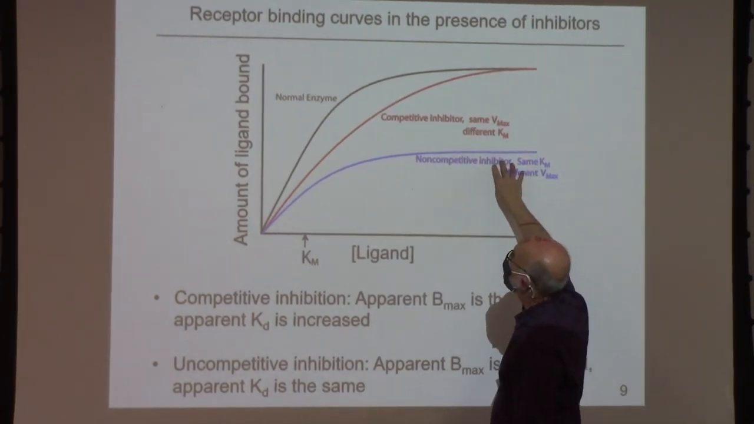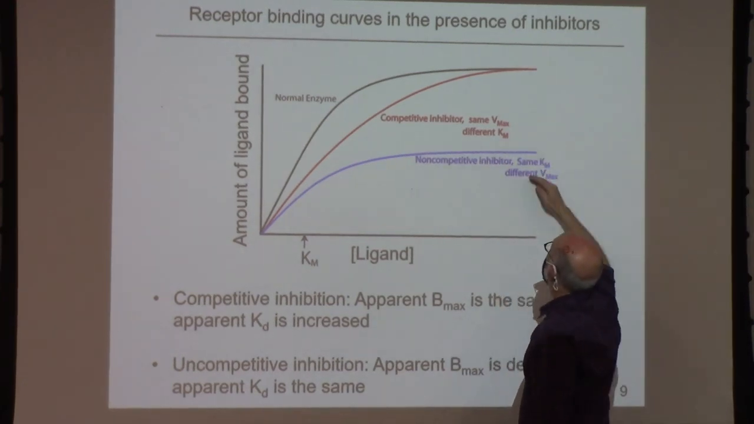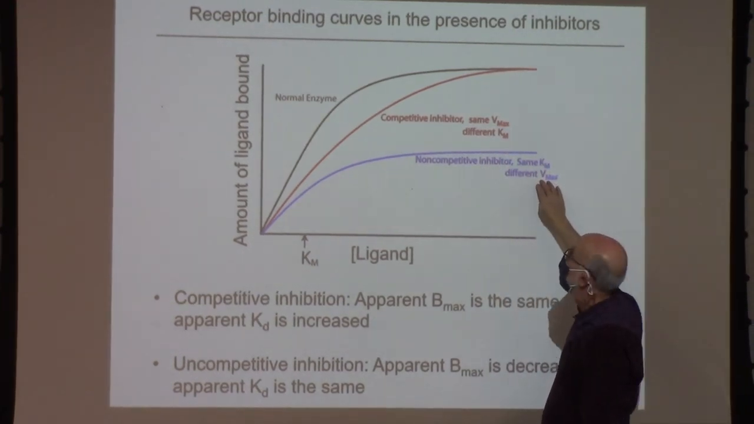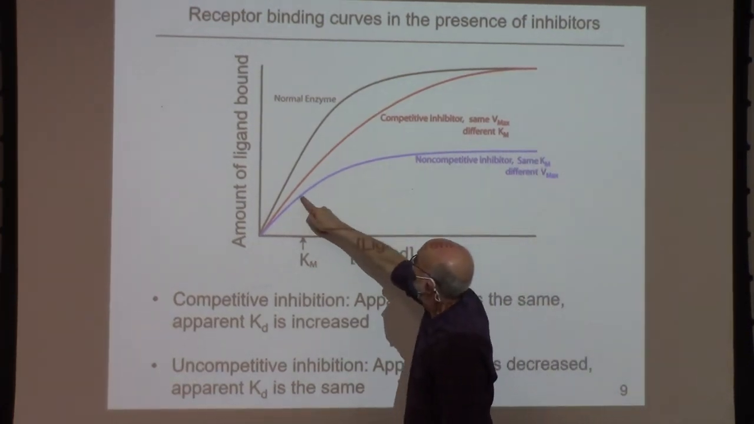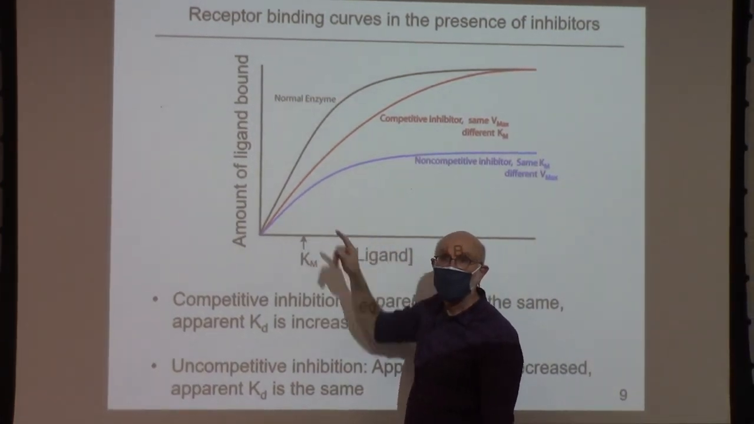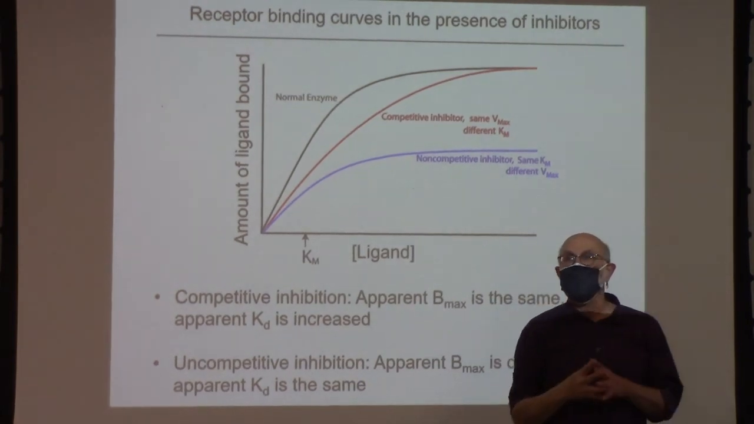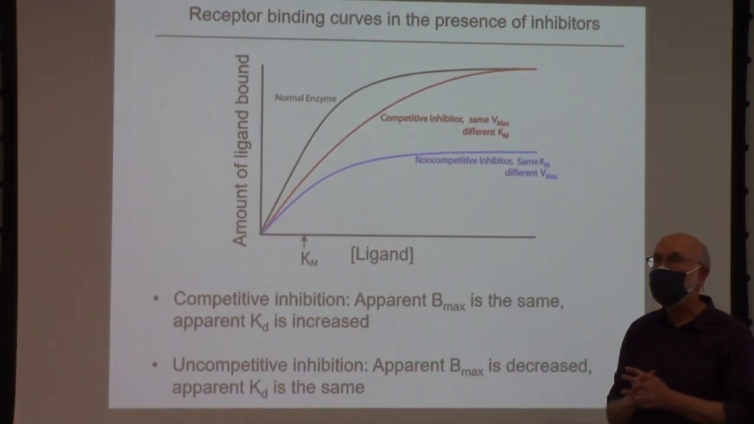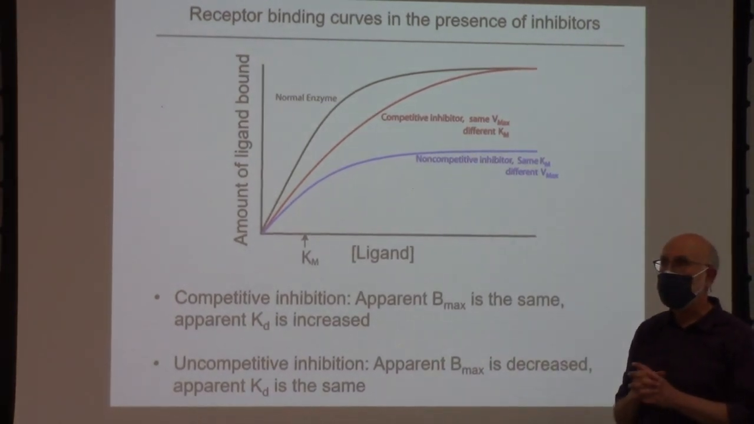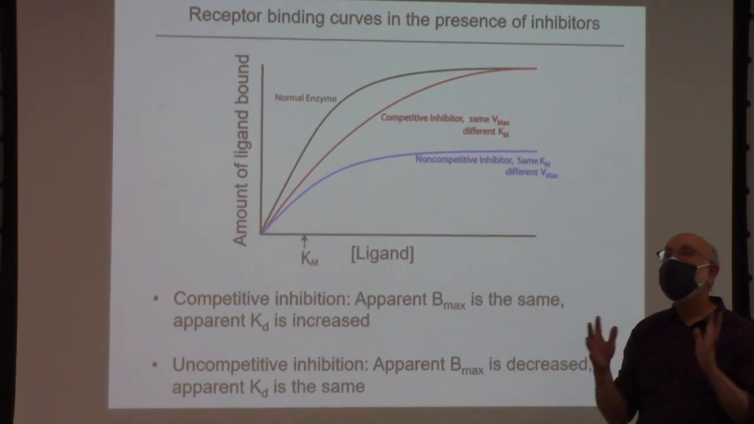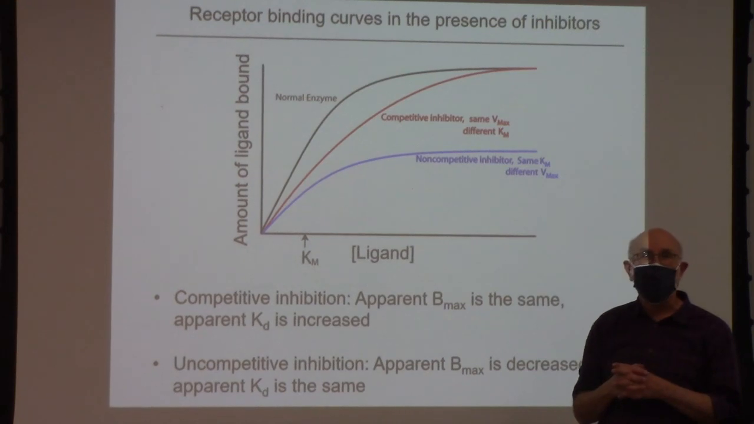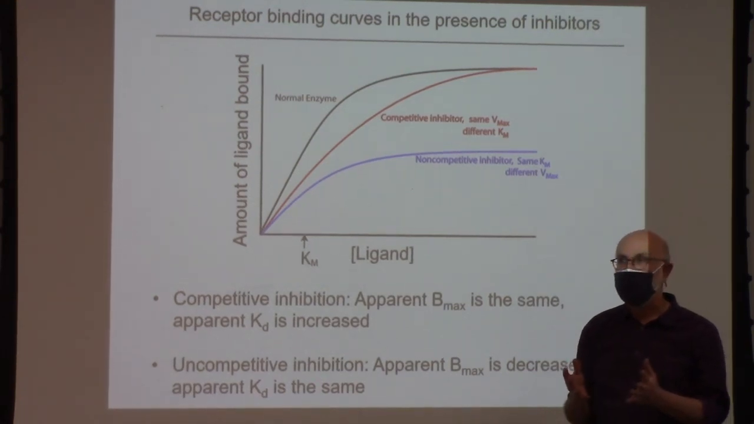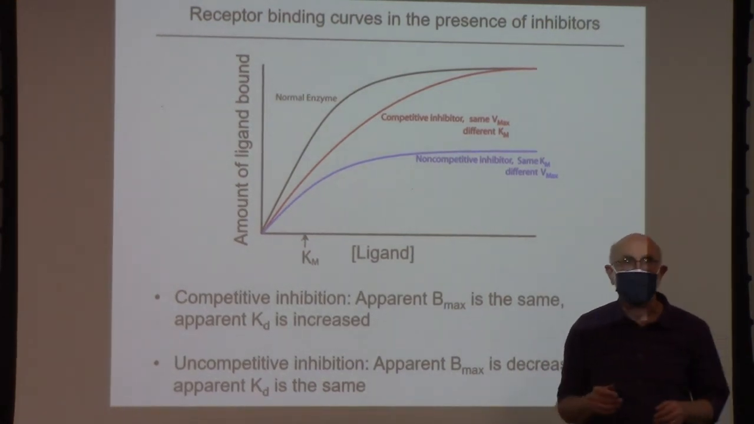With a non-competitive inhibitor, lower Phi max, same Kd. That's the key concepts for competitive and non-competitive inhibition. If you take biochemistry, you'll learn about other ways to graph these functions. But that's what we're going to do today.